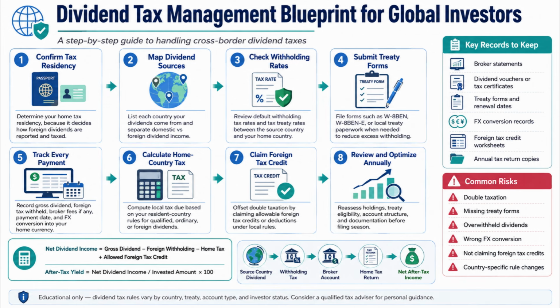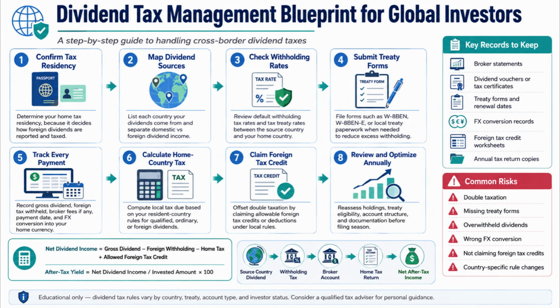To manage everything properly, keep broker statements, dividend vouchers or tax certificates, treaty forms and renewal dates, foreign exchange conversion records, foreign tax credit worksheets, and annual tax return copies. These records can protect you from confusion and help you support your calculations if your tax authority asks for details.